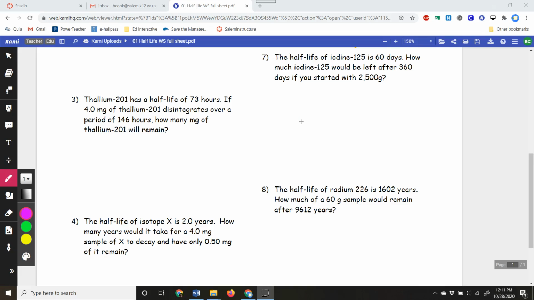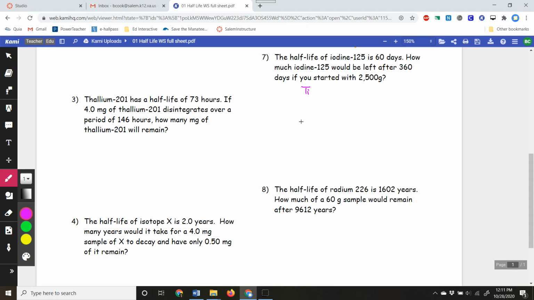Going to review a couple of half-life problems that we've been practicing. In this half-life problem, it says the half-life of iodine-125. Remember, 125 is the mass number of this particular isotope of iodine that's unstable. It says its half-life is 60 days.